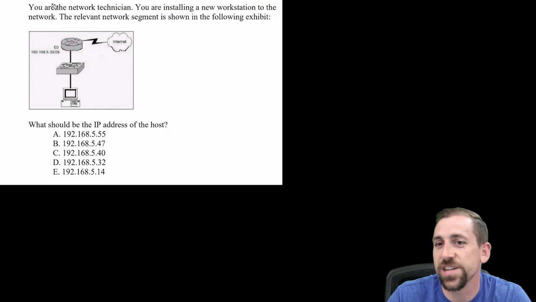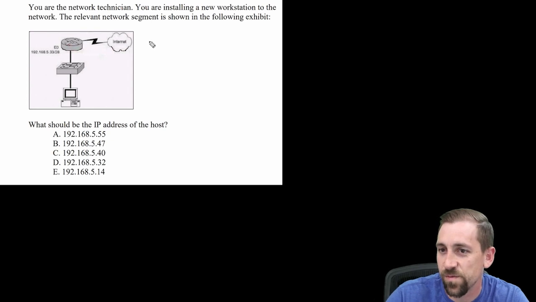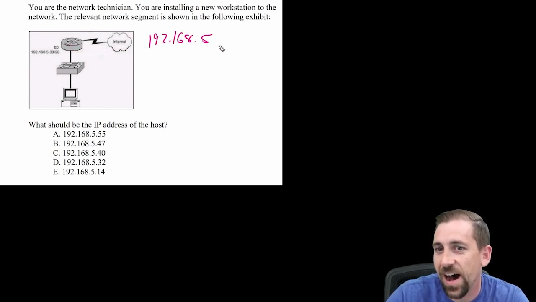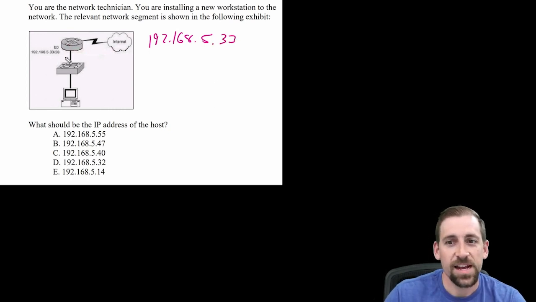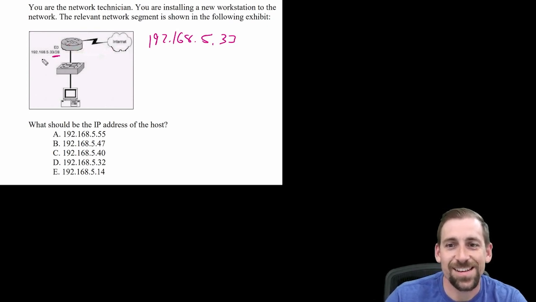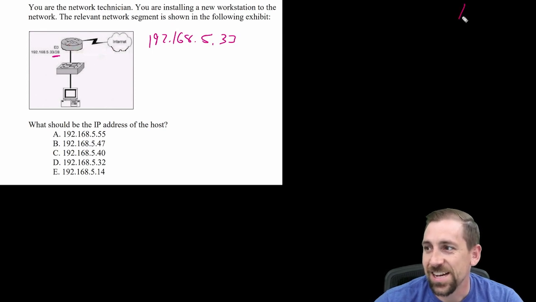So let's start with this question. You're a network technician, you're installing a new workstation, the relevant network segment is shown below. I'll give this in a little bit more clear description: 192.168.5.33. And so we're going to use this slash notation here to describe the size of this network. And so I'm actually going to put my little block size chart over here.